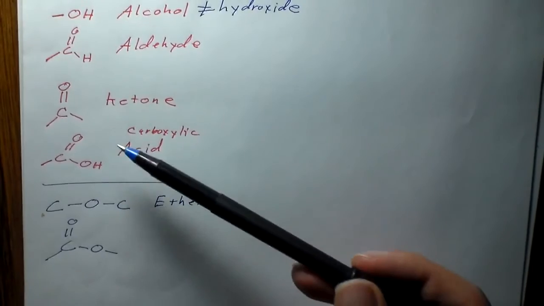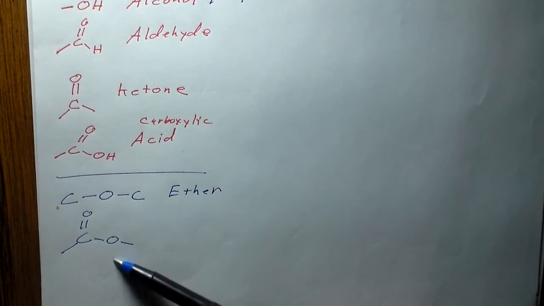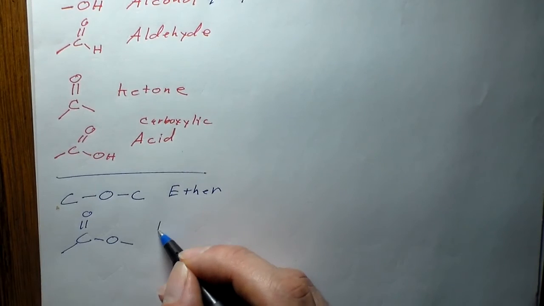And over here you might say, well, that looks very close to the carboxylic acid. Well, yeah, because it came from that portion here, but now this is going to be bonded to some other carbons out here, and this is going to be bonded to some other carbons like this. And this is what we call an ester.